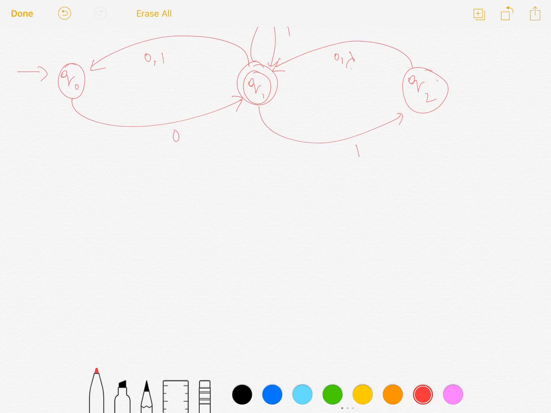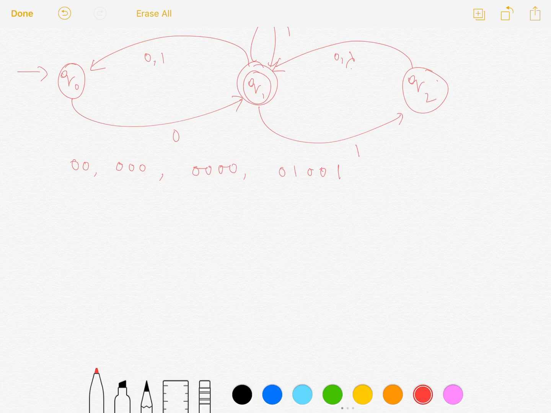Now, the question asked is whether 00 will be accepted by this language, 000 will be accepted by this language, 0000 will be accepted by this language, and 01001 should it be accepted. What do you mean by the acceptance of a string by this language? After accepting this string, if the machine reaches Q1, which is the final state, then we can say that the string will be accepted by this language.